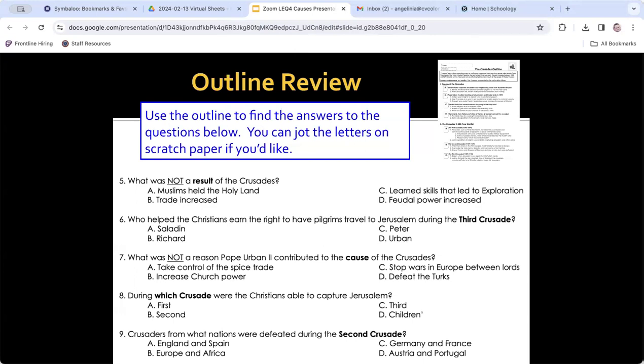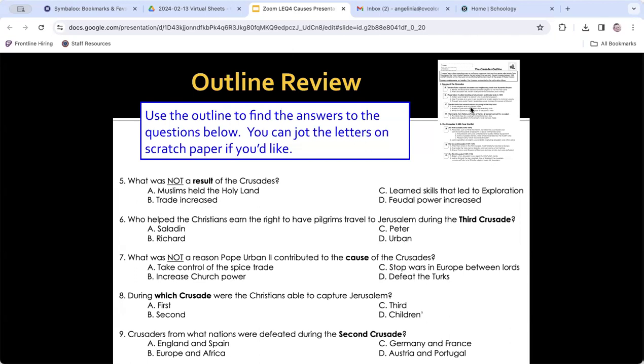Number 5, what was not a result? And again, these "not" questions are tricky, but what was not a result is that feudal power increased. It actually went down. What's tricky is if you looked at the causes section, it might have said how the feudal lords thought they were going to gain more power, and that was their hope. But as the fighting went on, they did not. We're going to learn what caused them to actually lose power.